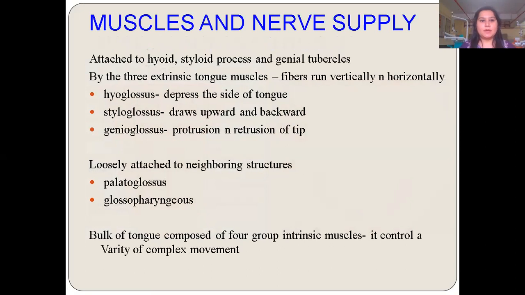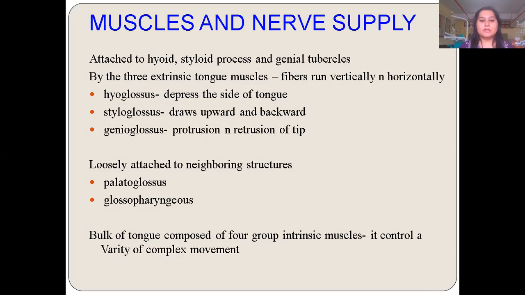Coming to the muscles and nerve supply of the tongue, basically, the tongue is attached to the hyoid bone, the styloid process, and the genial tubercles. There are 3 extrinsic muscles which are attached with the tongue, and the fibers run vertically and horizontally. The muscles are the hyoglossus muscle, which depresses the side of the tongue, the styloglossus muscle, which draws the tongue upward and backward, and the genioglossus muscle, which causes protrusion and retrusion of the tip. The muscles which are attached loosely to the neighboring structures are palatoglossus and glossopharyngeus muscle.